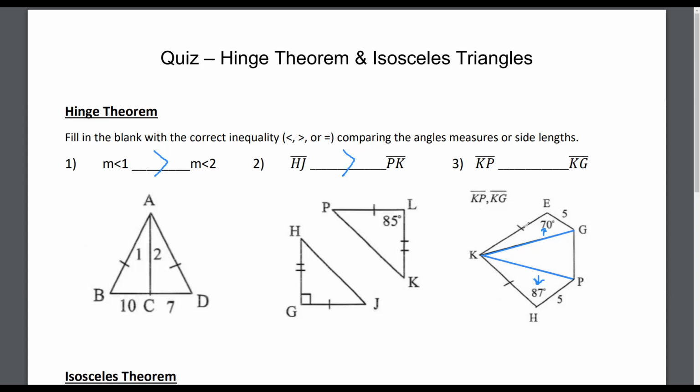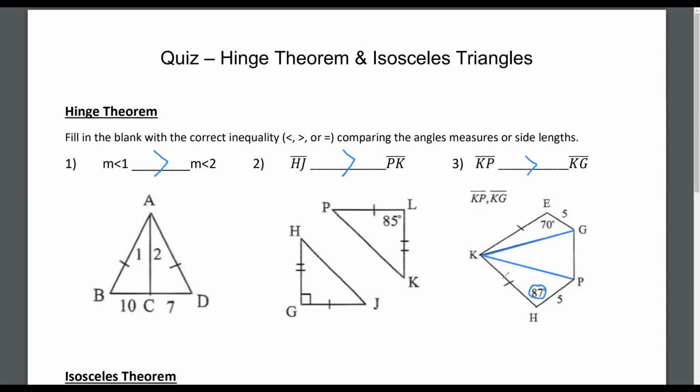That's helpful. I got a congruent side pair given to me, and then another congruent side pair given to me with measurements. So I do meet the conditions of the Hinge theorem, right? So I'm allowed to use that. What's bigger, 70 or 87? Well, it's 87, right? So KP is bigger than KG.